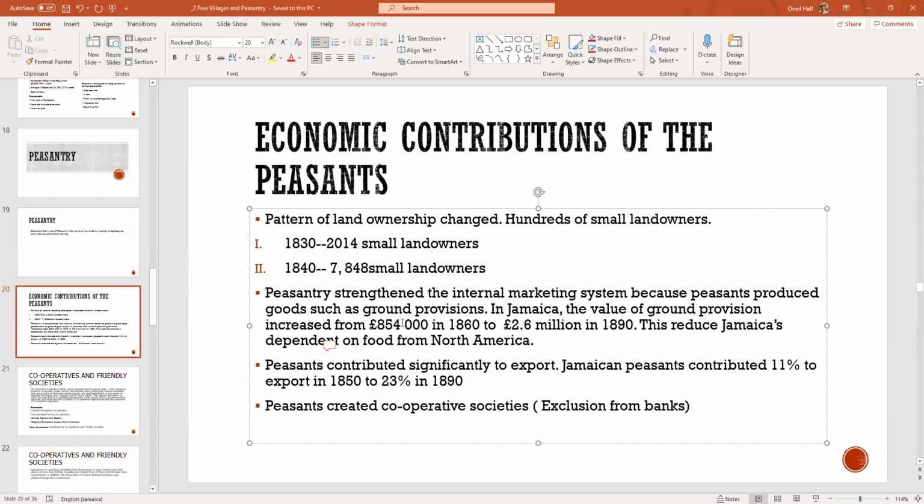So one, we know that you see the market system that we have today, where we have a lot of different markets all over the country. The peasants developed the market system.